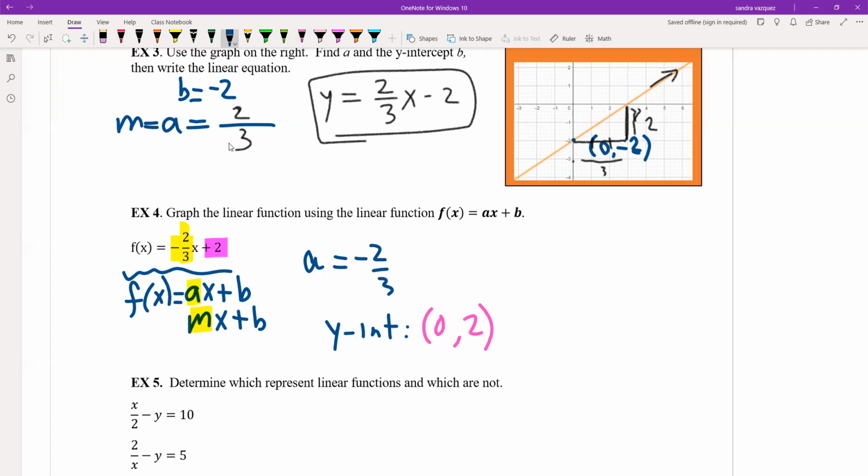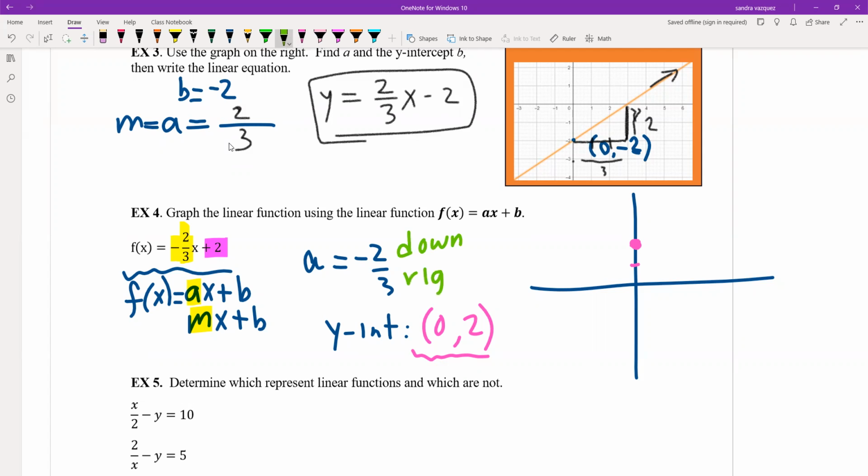Let me go ahead and graph it. I have (0, 2). It's here. That's my y-intercept. Then from the y-intercept, I'm going to apply the slope. But because the slope is negative, we're going to go down 2 and then to the right. If the slope is positive, we go up and then to the right. So down 2, from here I go down 1 and 2, and then to the right 3: 1, 2, and 3. Here's the other point. I'm going to connect them.